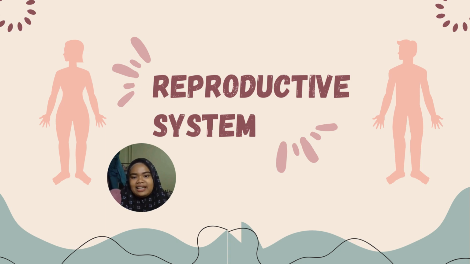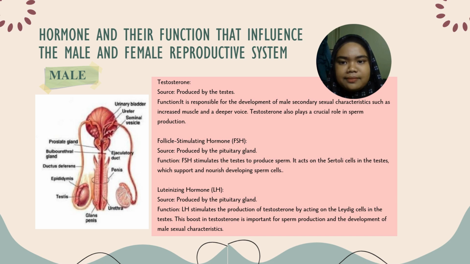Hi, in this slide, I will explain about topic 8, which is reproductive system. Hormone and their function that influence the male and female reproductive system. So for male, the hormone is testosterone produced by the testes. It is responsible for the development of male secondary sexual characteristics such as increased muscle and deeper voice. Testosterone also play a crucial role in sperm production.